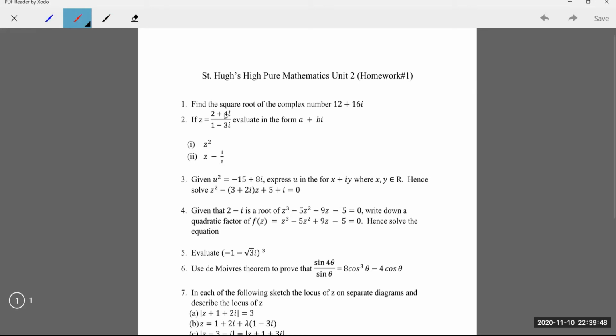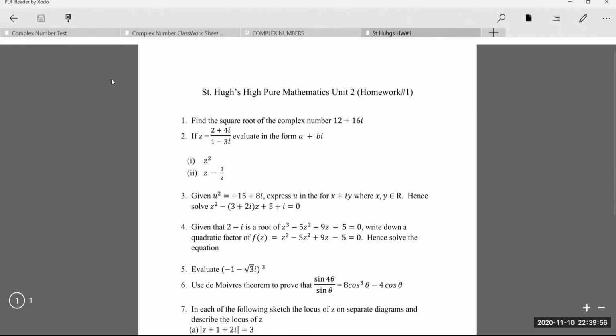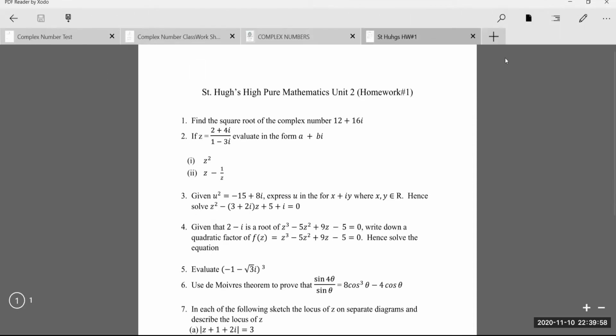So the first one says, find the square root of the complex number 12 plus 16i. So let's do that question first. Square root of 12 plus 16i.